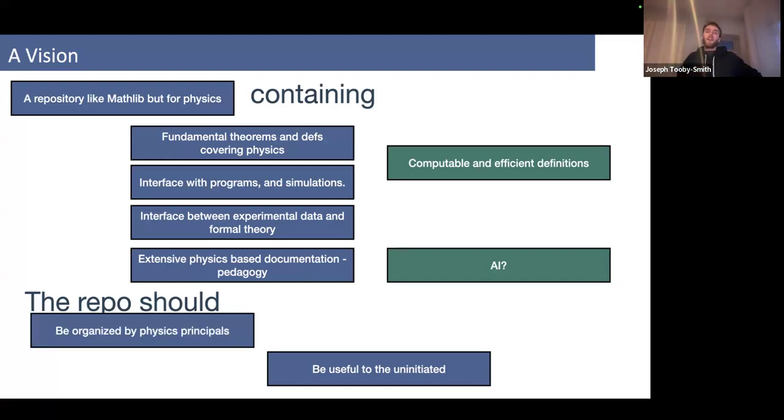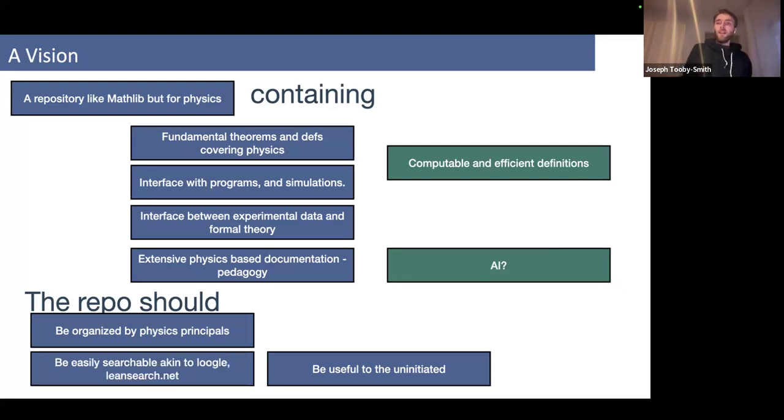It could be organized by physics principles in the sense that MathLib is organized by mathematics. It's got files for category theory, topology, etc. This repository should contain things organized by physics. It should have a file for condensed matter physics. It should have a file for the Higgs boson, for fermions, for the Lorentz group, etc.